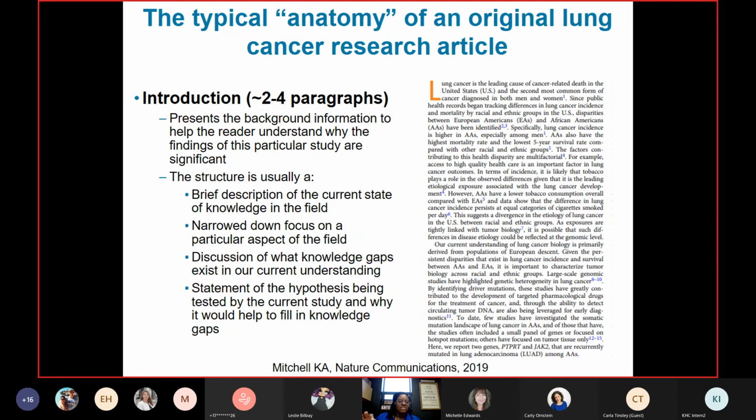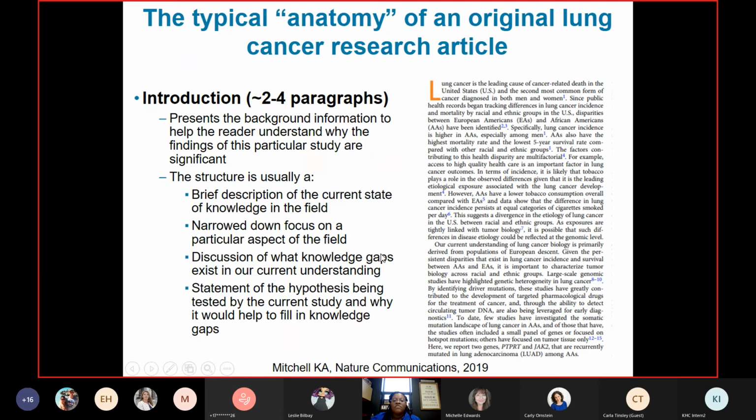So there's a brief description about the current state of the field. So basically, what do we know about lung cancer right now in this particular time? And then there's a narrowed focus to a particular aspect of the field. So for our example, on the right, you can see the brief description of the current state is just talking about the statistics about lung cancer and the public health burden, and that it influences both males and females. Right? The narrowed down focus is talking about what particular segments of our population experience the burden of the lung cancer. So that's an example of what's happening on the right.